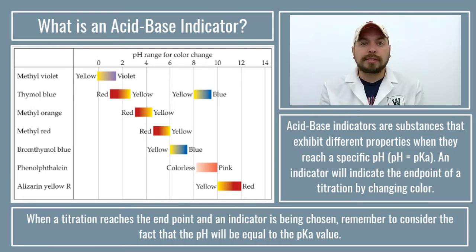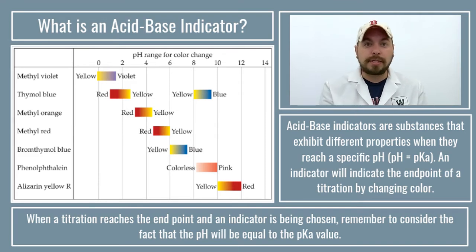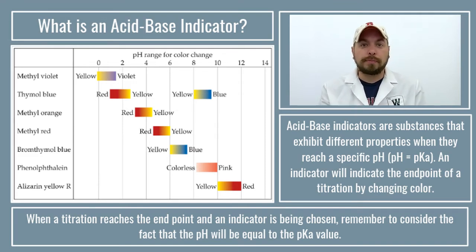So what that tells us is that we can pick an indicator without seeing a graph like this. We could pick an indicator just by knowing its Ka value. If we know the Ka value, then we know the pKa value. If we know the pKa value, we know the pH at which that indicator is going to change color. If we know the target endpoint, we then will pick the indicator with the same pKa as the pH of that endpoint.